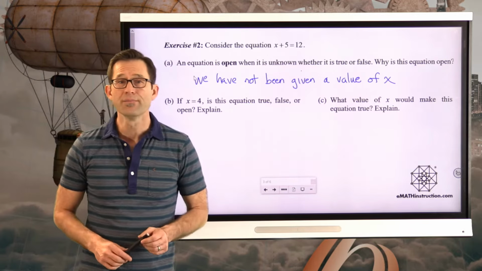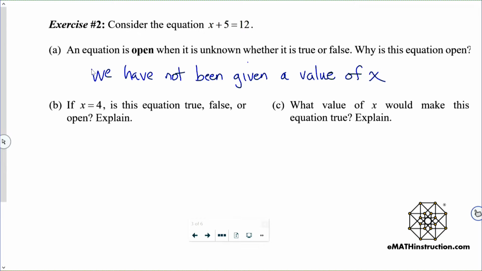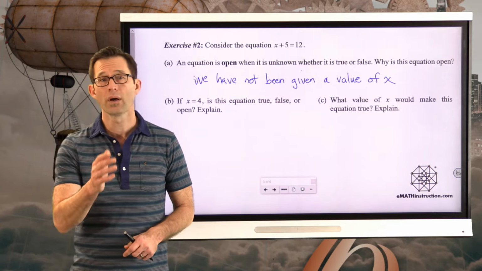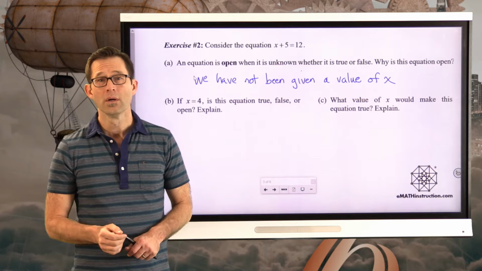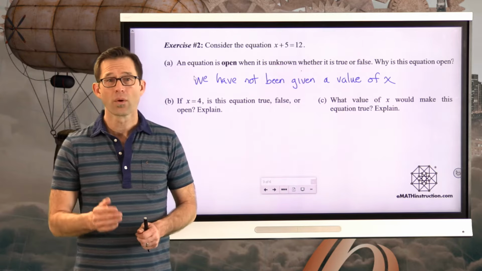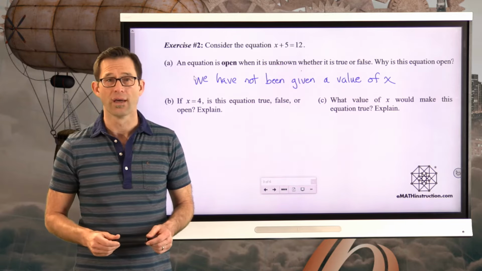Now, letter B says, if x is equal to 4, is this equation true, false, or open? Explain. All right, well, why don't you go ahead and figure out, given now that x is equal to 4, is the equation true, false, or open? Pause the video now and decide.